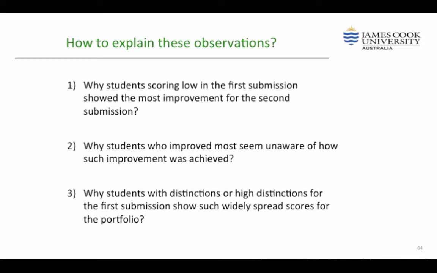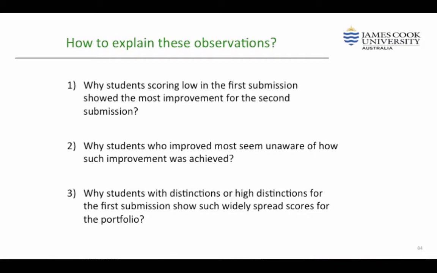Why do students scoring low in the first submission show the most improvement? Why do students who improved most seem unaware how such improvement was achieved? And finally, why do students with distinctions or high distinctions for their first submission, that is the good students, have such wide spread across the portfolio results?